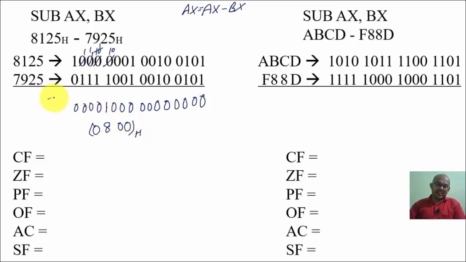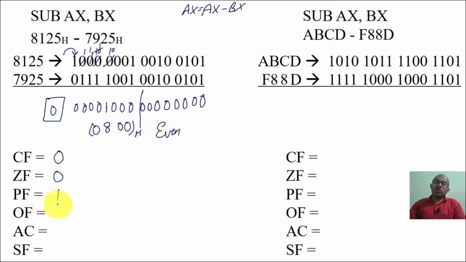Is there any borrow you have taken to the MSB bit? No, right? So carry flag is 0. What about the result? Is it a 0? No, right? So zero flag is 0. Now if I'm talking about a parity flag, I need to talk about the lower 8 bits. In this, I'm having an even number of 1s. Even number of 1s means even parity, nothing but parity flag equals 1.